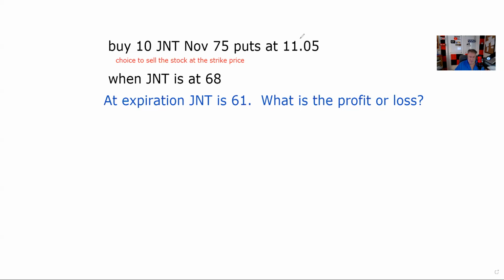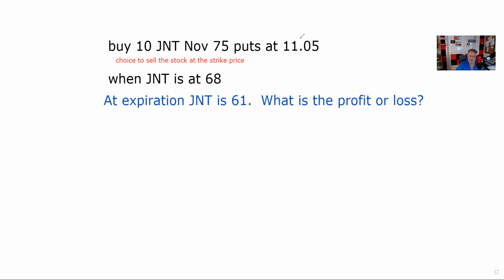So the question is, at expiration, JNT is 61. What is the profit or loss? Again, I always say that what you should do is fire up the T. If you get good at contract specifications, you're not struggling: that's a choice to sell the stock at 75. And if you get good at tracking money, whatever they want to know, you're going to have the answer. So I call this the setup.